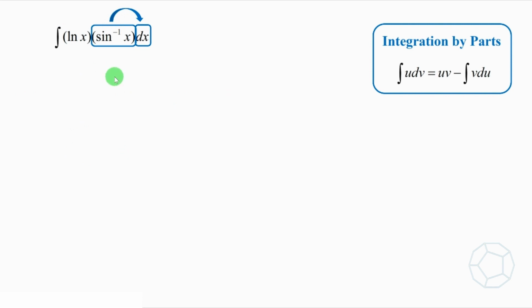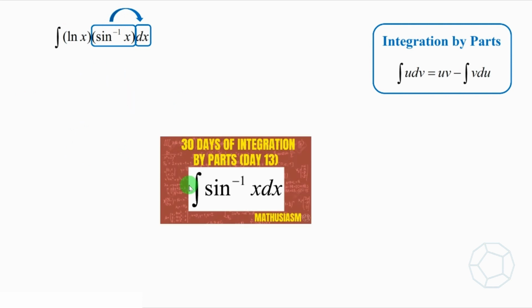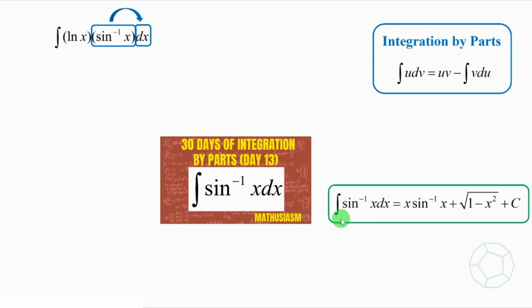But how to do it? On day 13 of this series, we have dedicated an entire video to integrating arc sine x. You may want to check out the link of the video in the description after watching this one. Here we just make use of the result. Integrate arc sine x dx is equal to x times arc sine x plus the square root of 1 minus x squared plus c. Let's put this into our original integral.